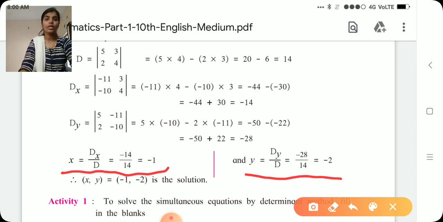Understand? So in this method you solve the simultaneous equations using Cramer's rule. In that example, the value of x is minus 1 and the value of y is minus 2. Okay. Then solve the next exercise.